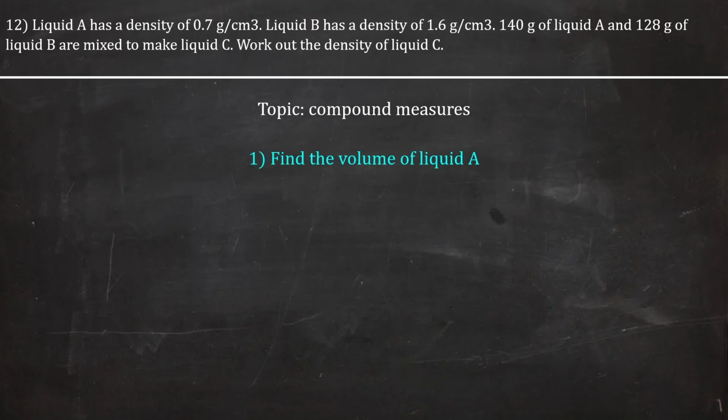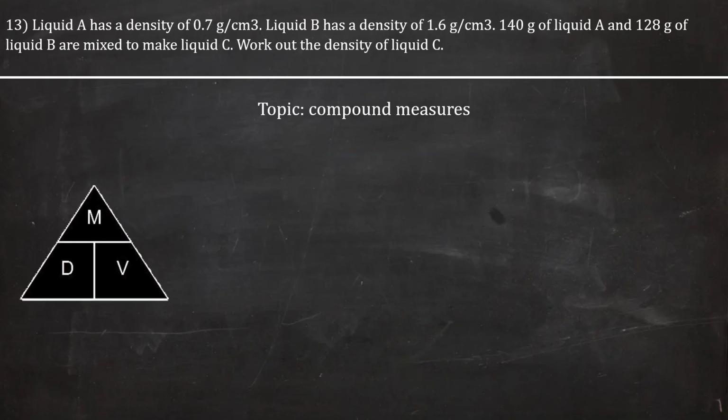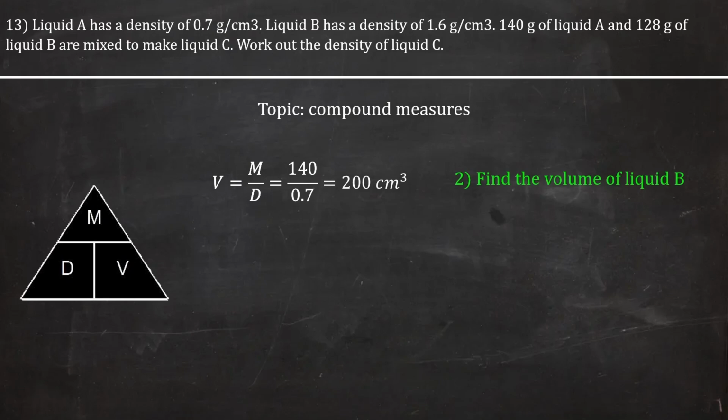So first thing, find the volume of liquid A. I'm going to put the density formula triangle on the left to help us out. So for A, volume is mass over density. The mass is 140 grams, density 0.7. You put that in your calculator and you get 200 centimeters cubed. For volume of B, volume is mass over density.